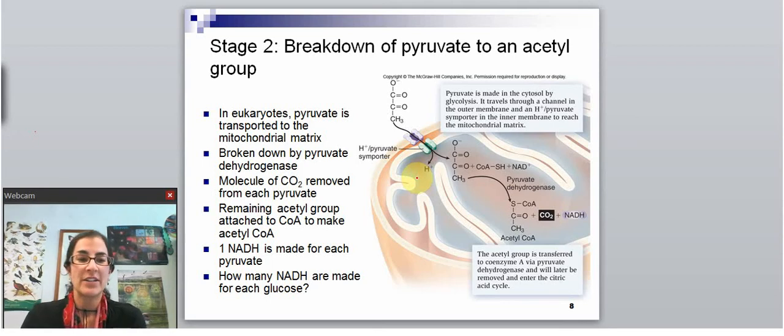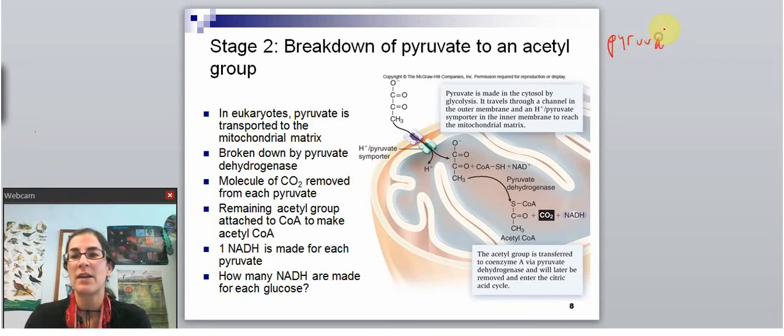So we're going to talk now about the second stage of cellular respiration, which is the breakdown of pyruvate. And this is going to be your favorite one because it's the shortest one. And it starts with pyruvate entering the mitochondria.